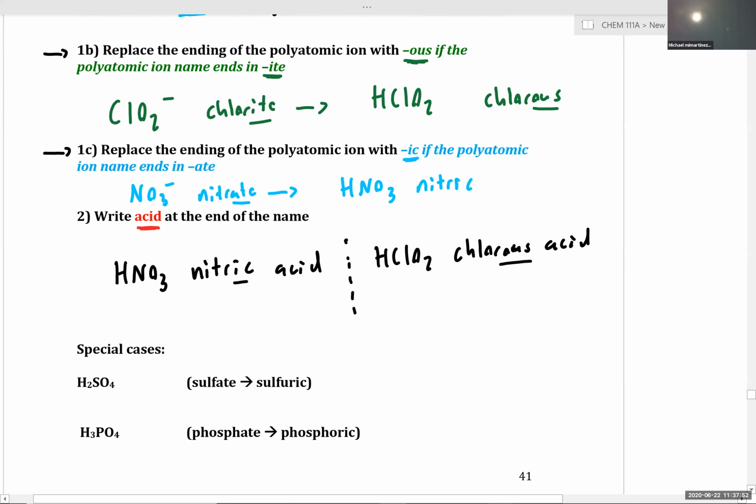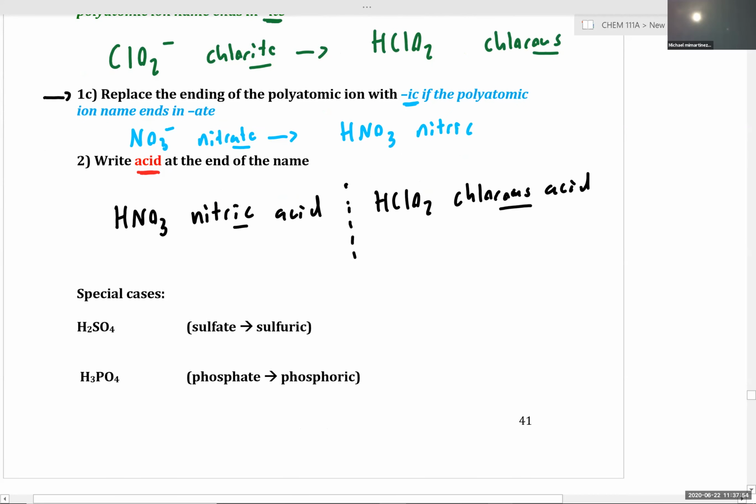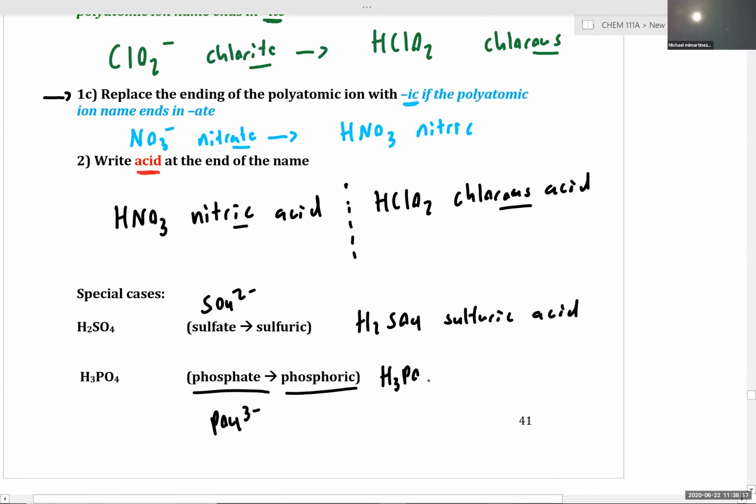Let's look at a few special cases. For sulfuric acid, sulfate turns into sulfuric. So H2SO4 would be called sulfuric acid. Likewise, for phosphate, phosphate turns into phosphoric. So H3PO4 would be known as phosphoric acid.